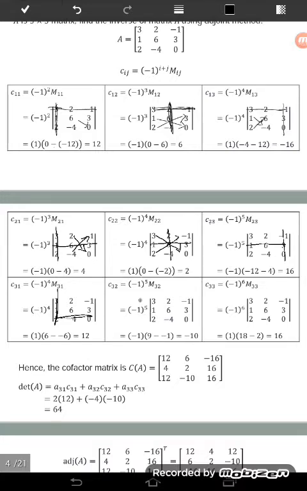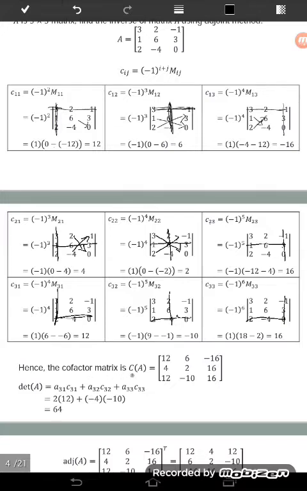And here also, C32 is equal to negative 1 power of 5 because 3 plus 2 is 5, and then M32. So for M32 we close the third row and second column. So 3 times 3 is 9, minus 1 times negative 1, which is negative 1. So the answer is negative 10. And here also the same way. Negative 1 power of 6 because 3 plus 3. And then M33, so close row number 3 and column number 3. So we have the answer, 6.